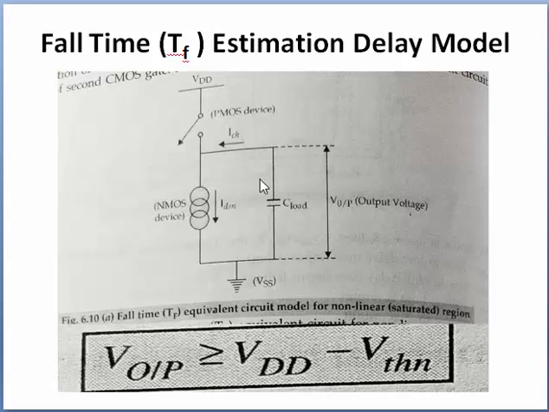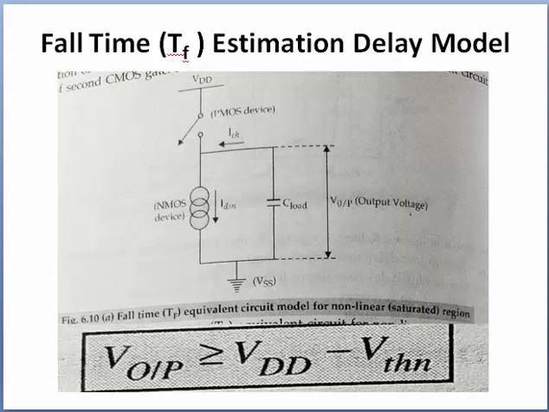So the fall time equivalent circuit for the non-linear region, that is the saturated region, is the one in which the output voltage V output is greater than or equal to the difference of drain voltage and threshold voltage of the NMOS device, because the NMOS device acts as a closed circuit or is in the saturated region, whereas the PMOS is in the cutoff region. So V output is greater than or equal to VDD, that is the power supply voltage or drain voltage, minus VTHN, the threshold voltage of the NMOS device. That is the minimum voltage from where the current starts flowing.